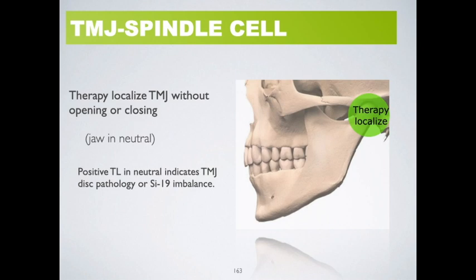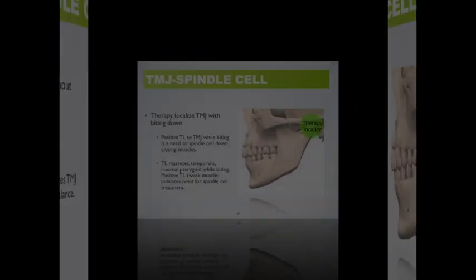There could be a problem with the disc, just like a subluxation will therapy localize quite easily with a single-handed TL. You may also have small intestine 19, the ending acupuncture point for the small intestine meridian, right at the TMJ. You may be TLing small intestine 19, so you'd want to go through and check your meridians as well. So that's where you start. If that doesn't TL, then you go to the next step.